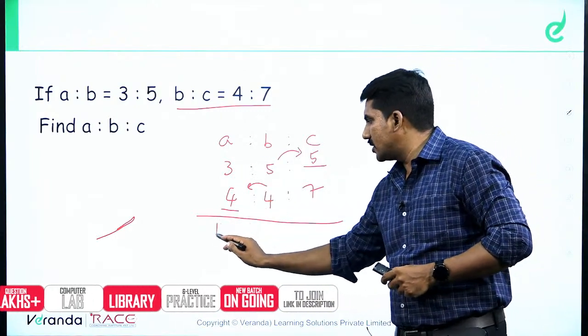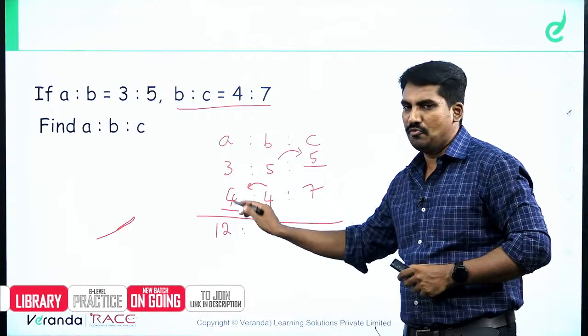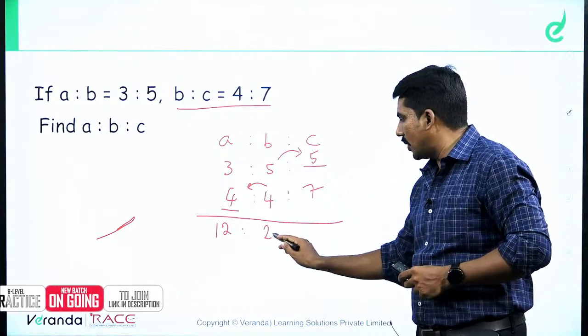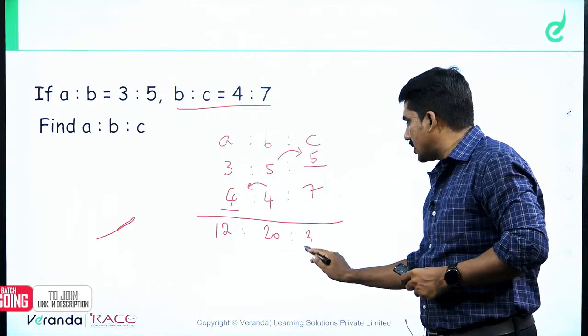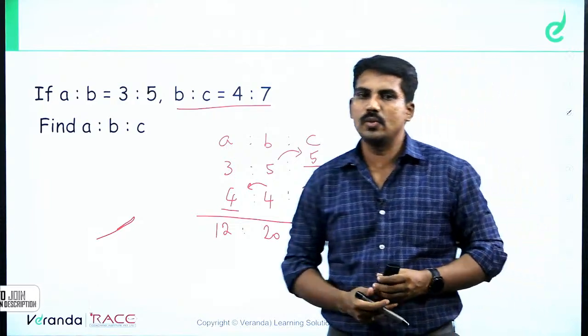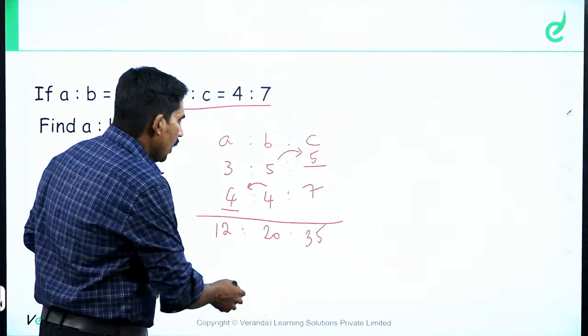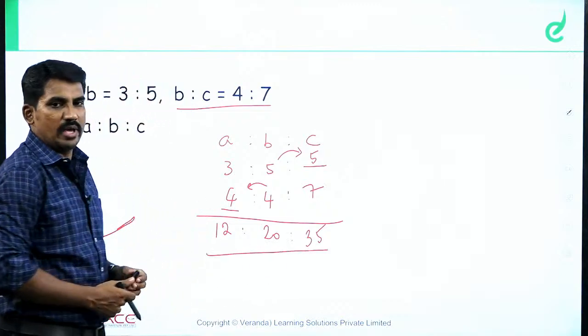3 into 4, what is the value? 12. Multiply. 3 into 4, 12. 5 into 4, 20. Right? 5 into 7, 35. That's all. 12 is to 20 is to 35.